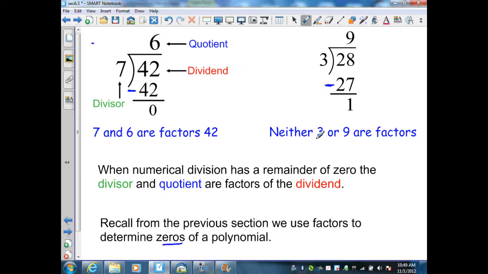And let's recall from the last section that we know factors determine zeros of a polynomial. And if we have a remainder of 0, those are factors of the polynomial. Therefore, those are zeros of the polynomial, which are solutions of the polynomial, and also x-intercepts of the polynomial.